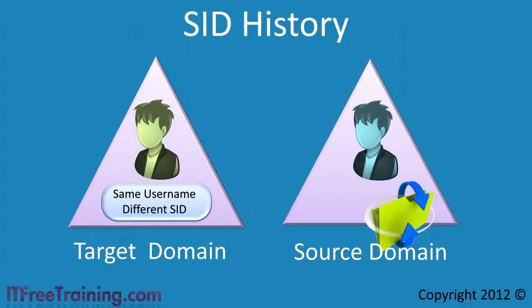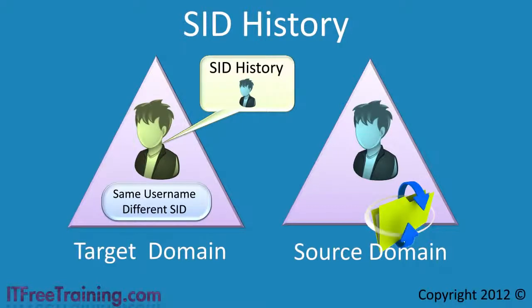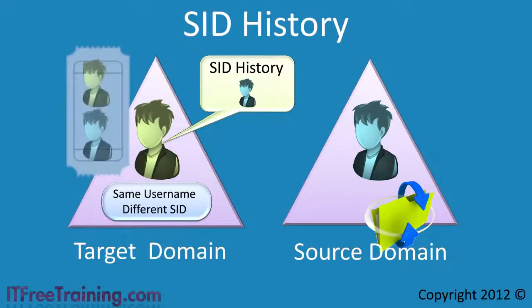To get around this problem, migration can make use of SID history. SID history keeps a record of the SIDs that were associated with that user in the old domain. In this example, when the new user is created, the SID for that user in the source domain is copied into the SID history for the new user. When the user logs into the new domain using the new user, a security token is created for that user. This security token contains the new user SID and also the SIDs in the SID history.